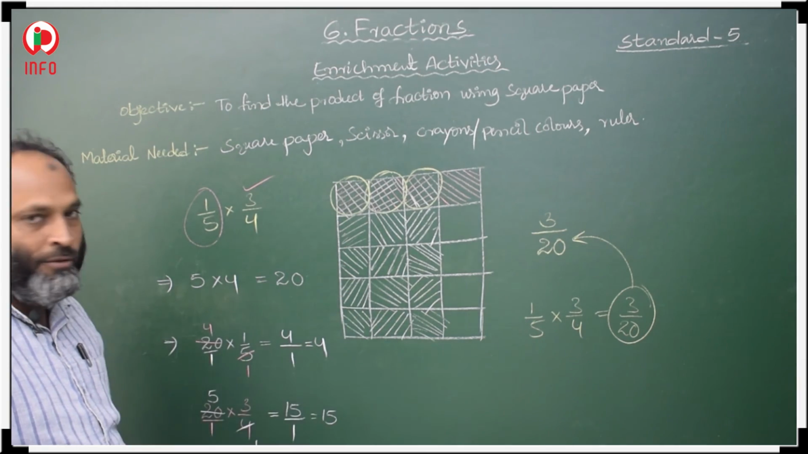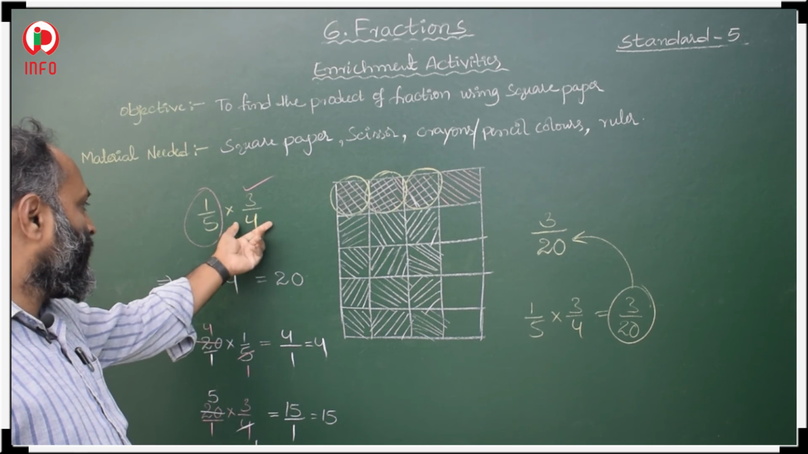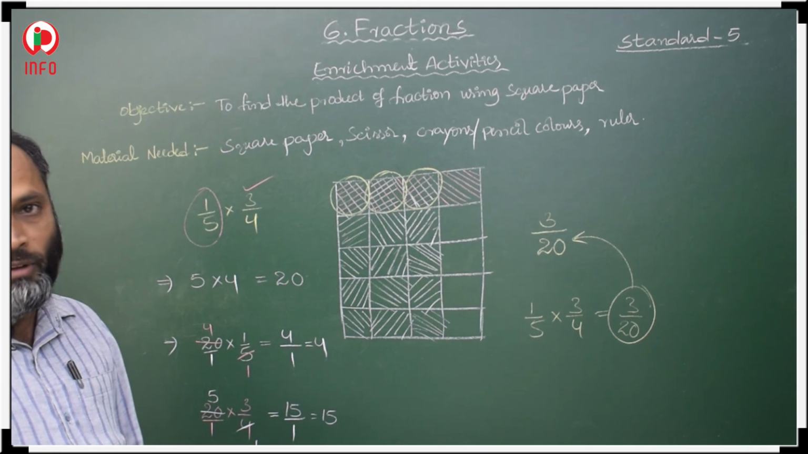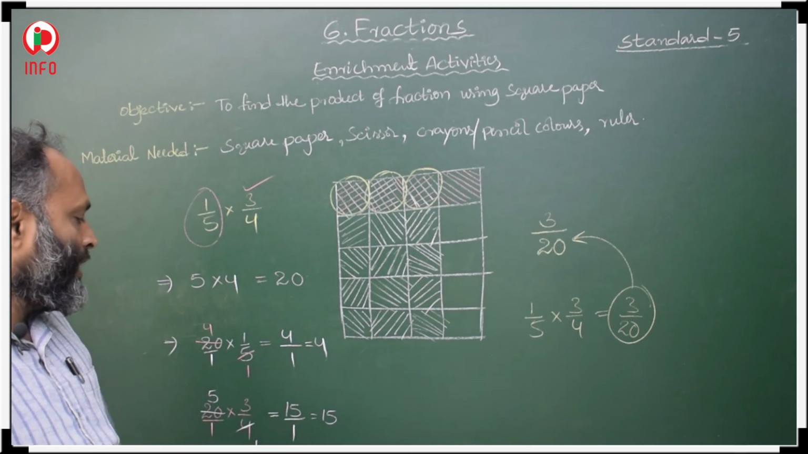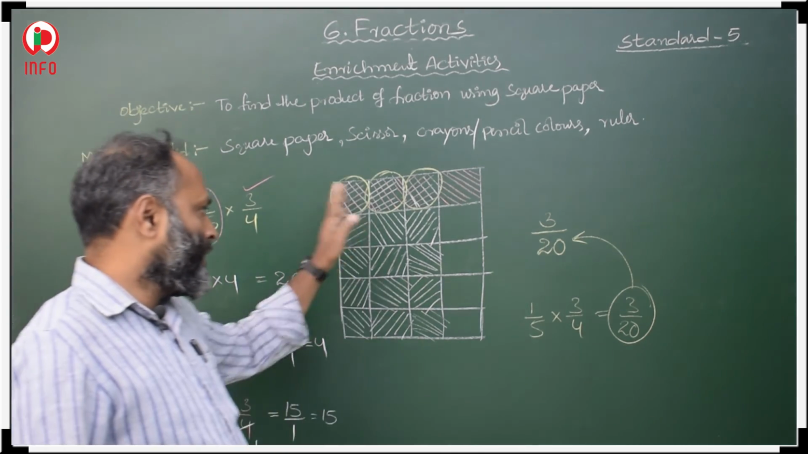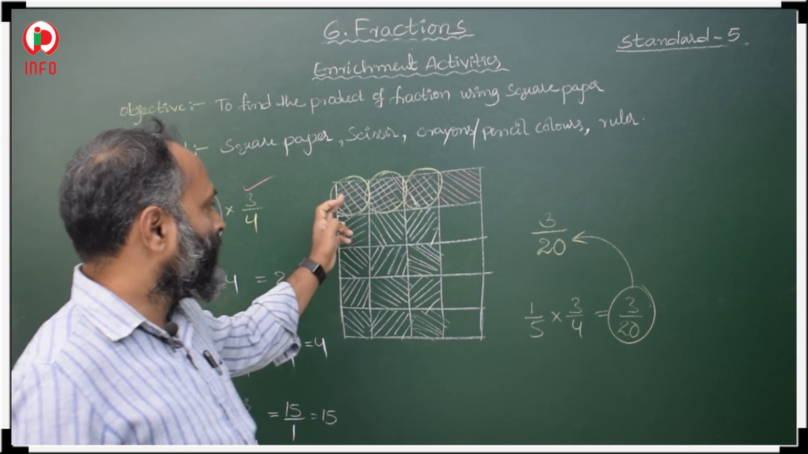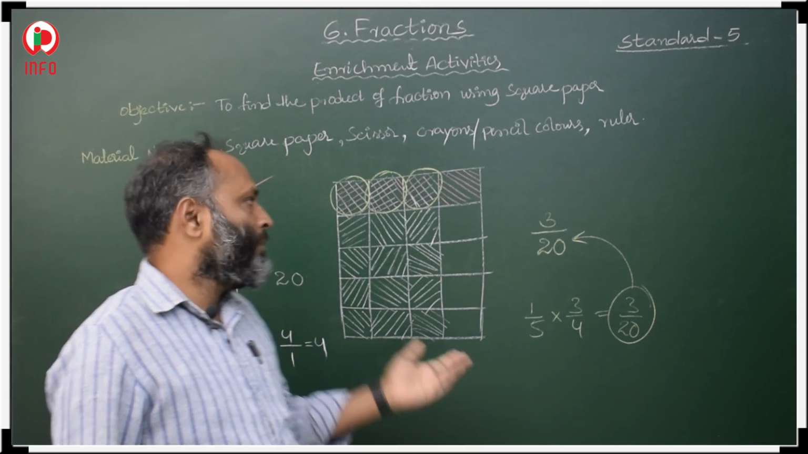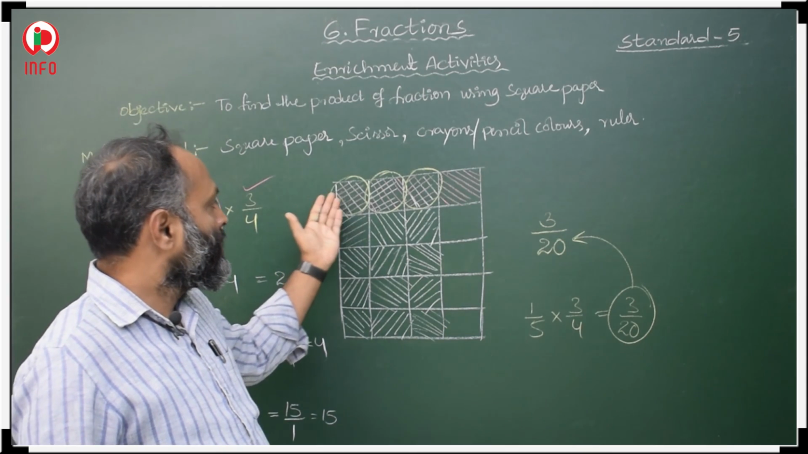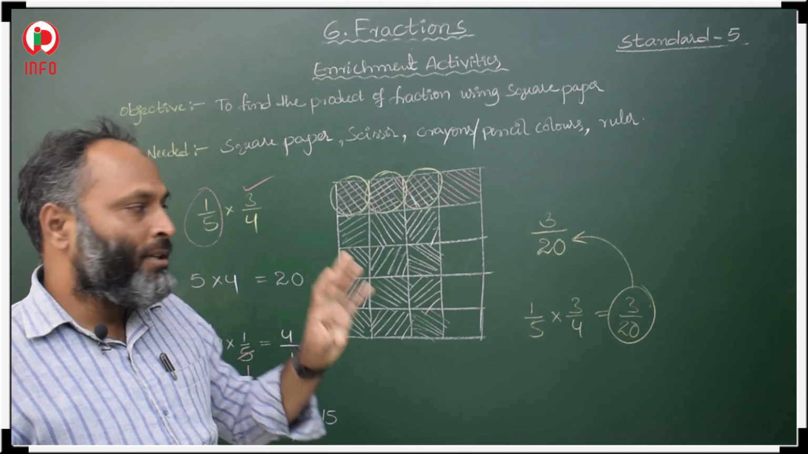Then what is the answer? 4. That is shaded in row. And after that, the second fraction, this 3 by 4, again we multiply with the total number of grids, 20. Then simplify it and find the product, you will get 15. Then shade 15 grids. In this, 3 grids belong to the row and also the column. So these 3 are the intersection of rows and columns. So that 3 we have to take.